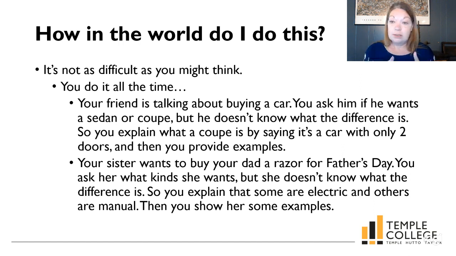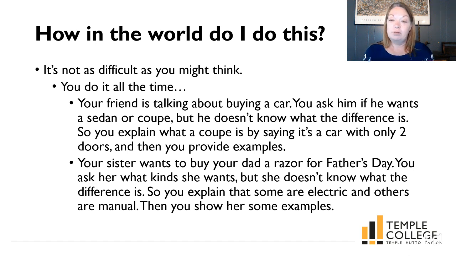So let's take another example. Let's say your sister wants to buy your dad a razor for Father's Day, and you ask her what kind she wants to get him, but she doesn't know that there's more than one kind. So you have to explain to her, well, there's the manual kind, where they put the cream on and then they shave. And then there's the electric kind, where they just plug it in, or it gets batteries and power, and then they shave. And then there are various different kinds of those as well. So you can show her some examples of them so that she gets a better understanding of what her options are.